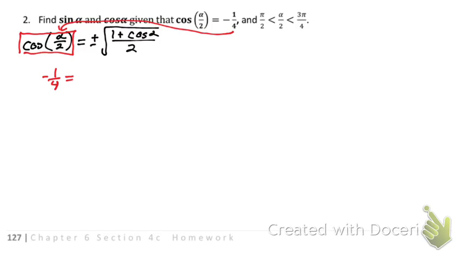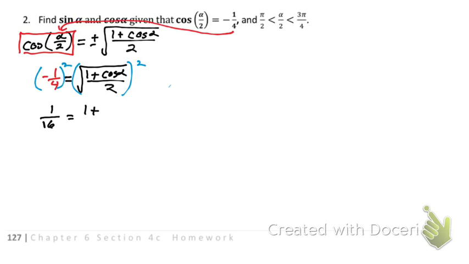Equals, and I really don't need that plus or minus because we're ending up squaring both sides, equals the square root of (1 plus cosine alpha) over 2. Now it's just algebra. You need to get cosine alpha by itself. It's kind of like I have (1 plus x) over 2, and I have to get that x by itself. First thing I'm doing is getting rid of the square root by squaring both sides. So we square both sides, and instead of a negative 1/4, I'm going to have a positive 1 over 16 equals (1 plus cosine alpha) over 2.